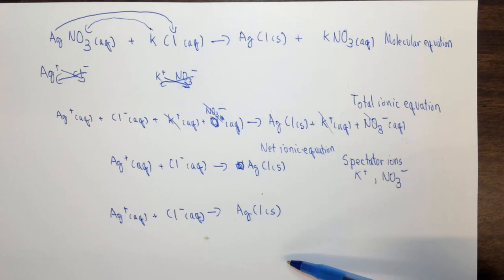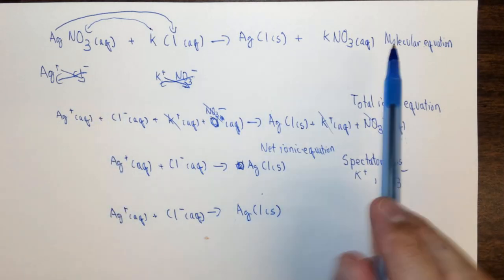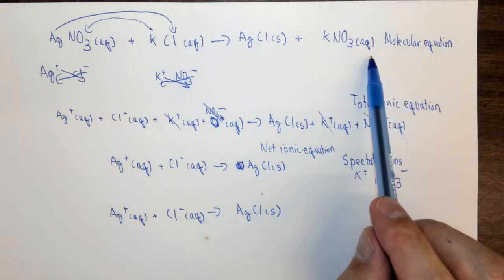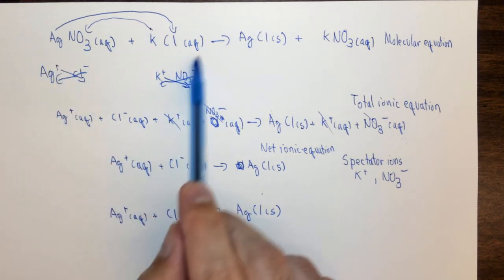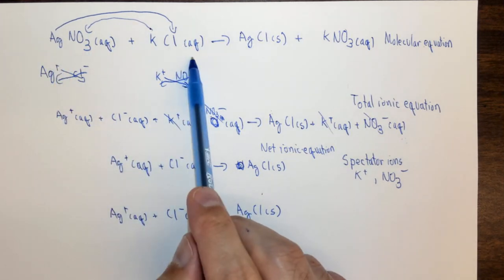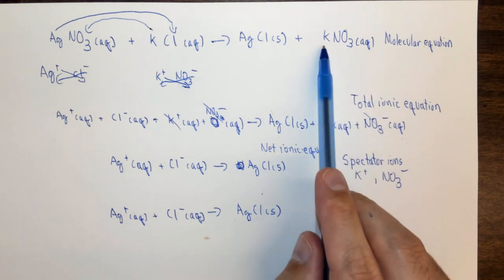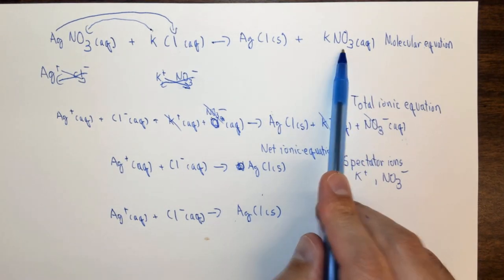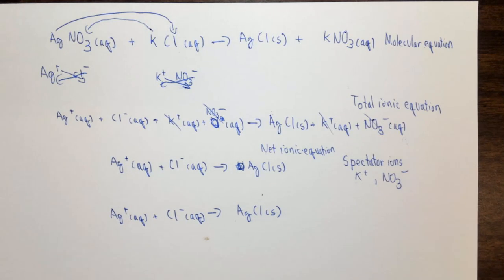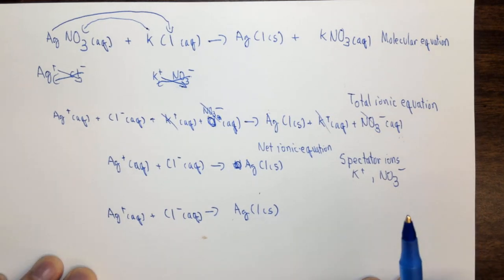Also, if you were asked for the spectator ions, look for ions that are aqueous on both sides. Everything is aqueous on the reactant side, so we don't need to consider the reactant side. What are the aqueous products? Well, they are K plus and NO3 minus, which are your spectator ions. So you can do it directly that way.